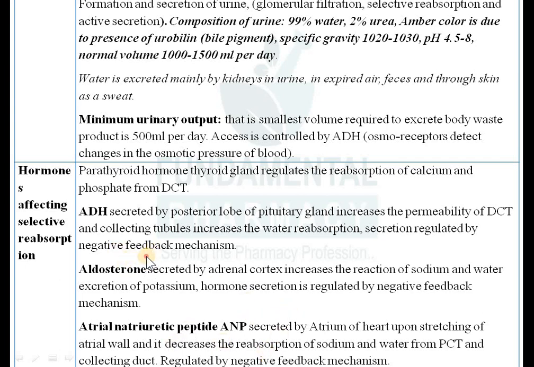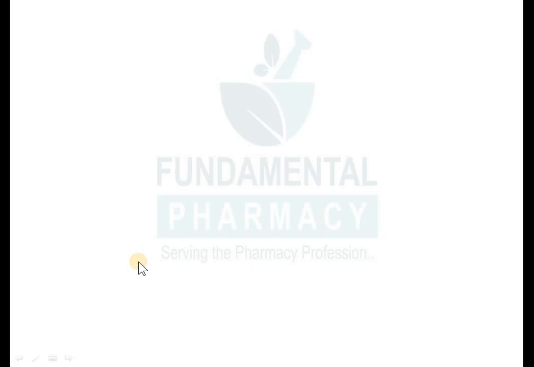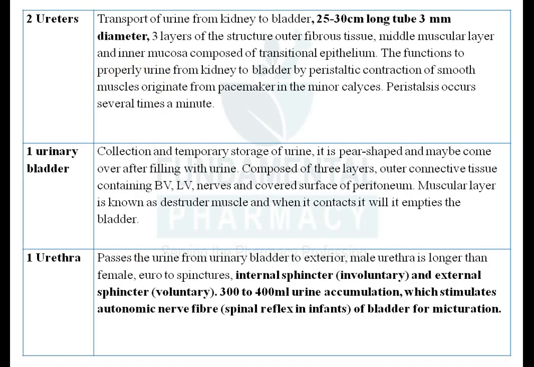So these were the hormones related with the reabsorption. Next part of your urinary system is two ureters. So they will transport urine from kidney to urinary bladder. Normally they are 25 to 30 centimeter long and 3 mm in diameter. Again they will have three layers. Outer will be fibrous tissue. Then middle will be muscular layer and inner will be mucosa composed of transitional epithelium.